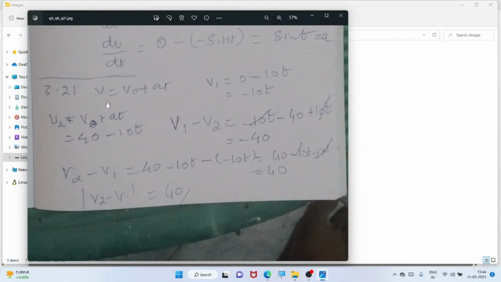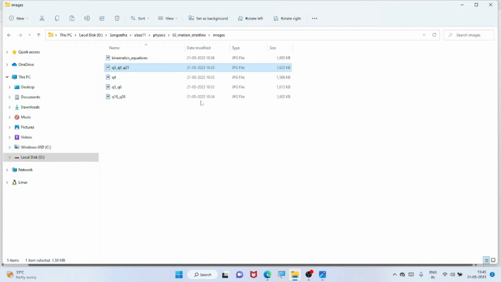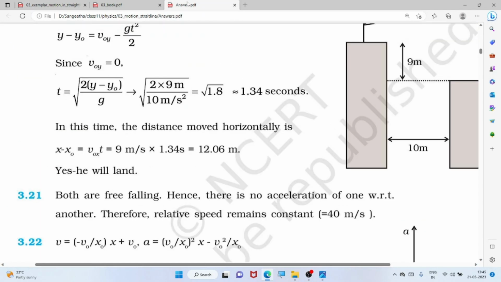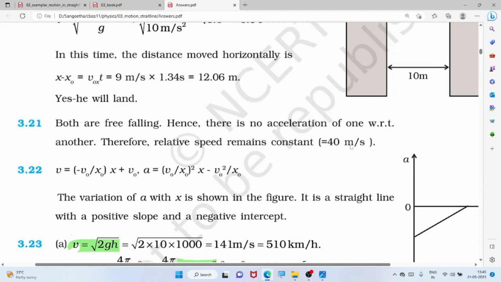Okay, so the initial velocity is 0, v1 is minus 10t, and for the other ball the initial velocity is 40. So v1 minus v2 equals minus 10t minus 40 plus 10t. The minus will become plus here, so it will cancel off. v1 minus v2 is minus 40, v2 minus v1 is plus 40. So the modulus, if you take it, will be 40 meters per second.